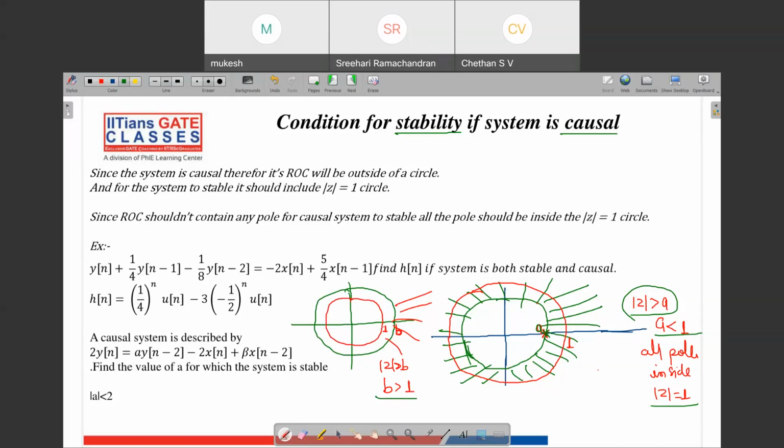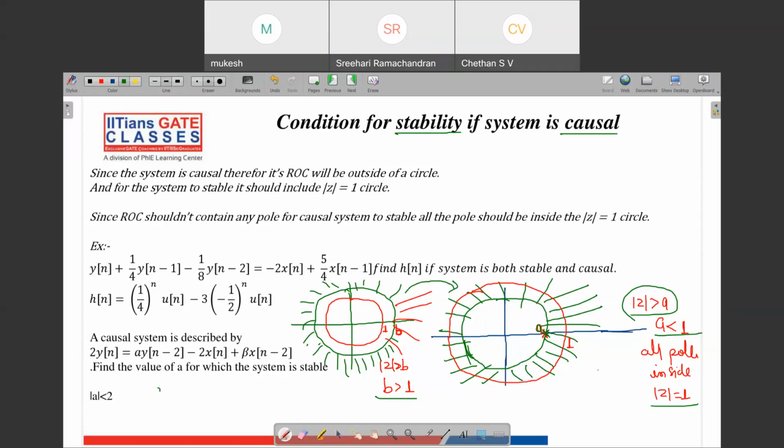Now if you see, this is the ROC outside of this z equal to b circle, and this ROC doesn't contain the z equal to 1 circle. On the other hand, on the right side, when our pole was inside the z equal to 1 circle, it was containing the z equal to 1 circle. So here what I mean is that whenever the system is causal, it will be stable if all the poles are inside the z equal to 1 circle. If that criterion is satisfied, then we can say that the system will be stable.